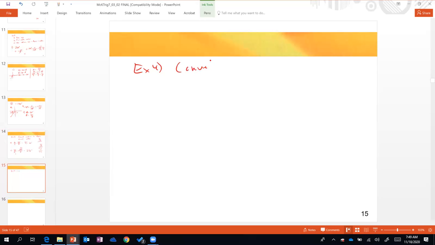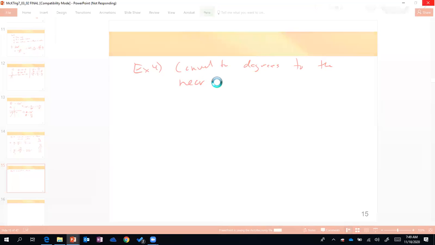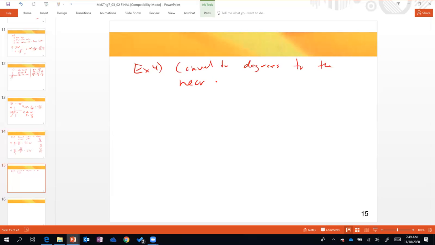Convert 5 radians to degrees to the nearest tenth. So that's my chicken scratching on the board here. And so the question is, what in the world is 5 radians?